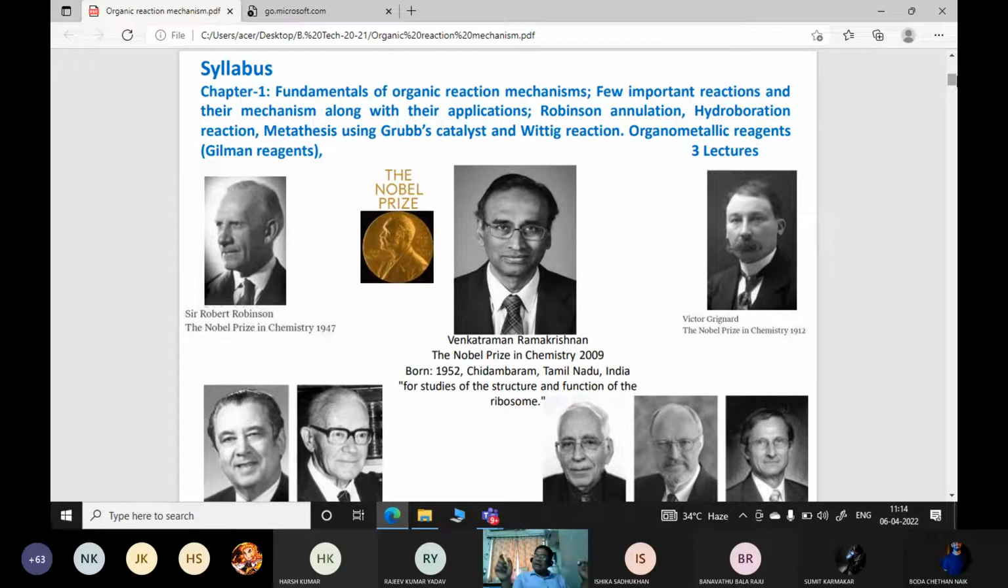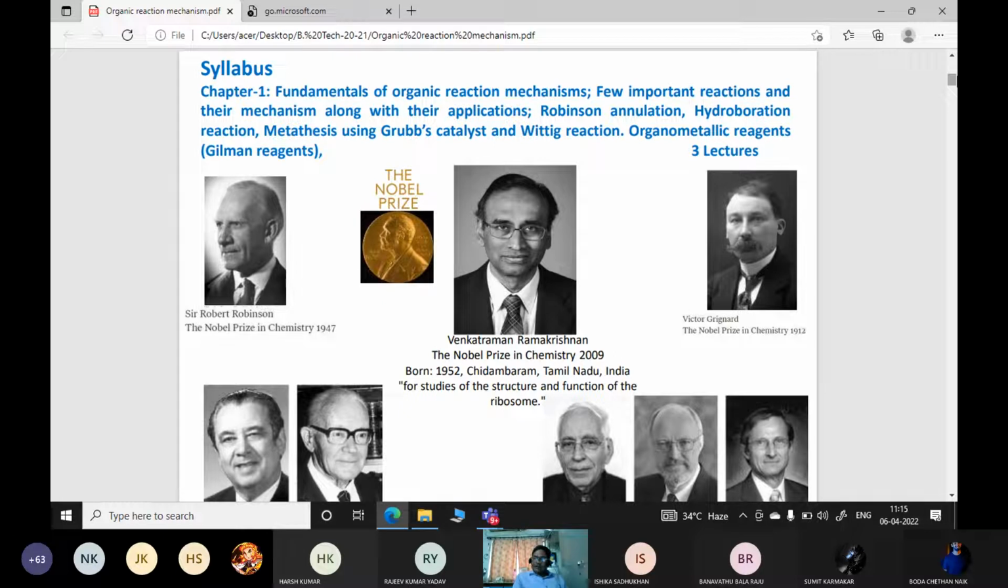Means actually where the bond is breaking, where the bond is making, whether in multi-step reactions it is going through a transition state or an intermediate. So all these are parameters related to the mechanism. When these are presented in the reaction, that is known as the mechanism.